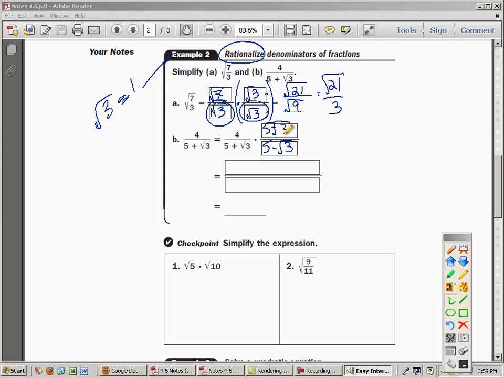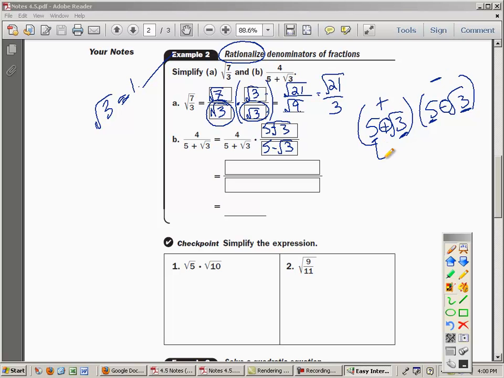Now, you might be asking yourself, why am I choosing 5 plus radical 3 times 5 minus radical 3? What's the point of that? Well, if you remember from the sum and difference pattern, when we talked about foiling something that has the exact same thing in these two spots, the exact same thing in these two spots, where one is a plus and one is a minus, that middle term is going to cancel out.